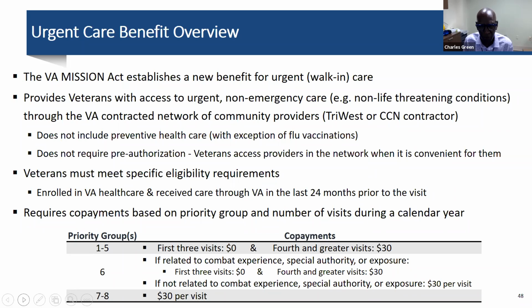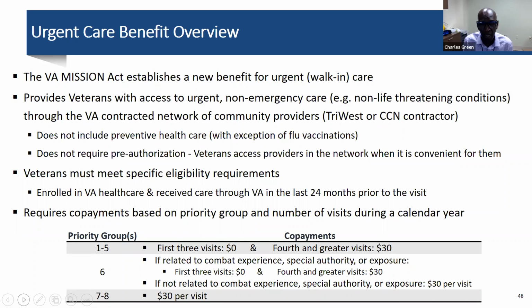However, if you're in priority group 6, if you're in Vietnam, boots on the ground, if you're OEF, Operation Enduring Freedom, Operation New Dawn, or if you were in the Persian Gulf War, from 1990 to 1991, then you could also get into the healthcare system regardless of income.